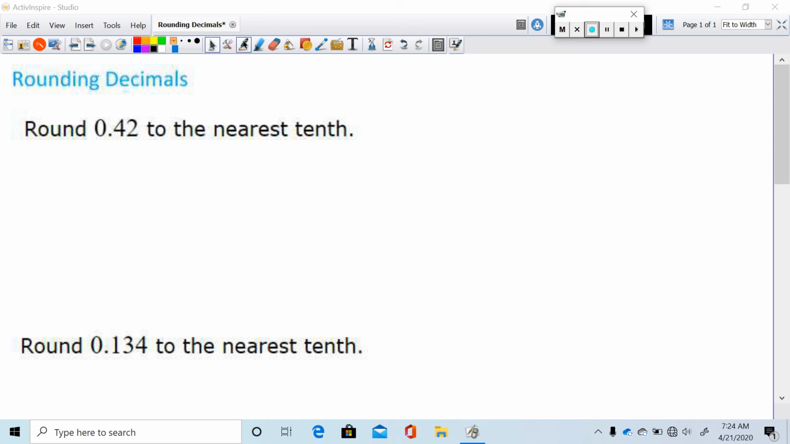Okay, rounding decimals. Round 42 hundredths to the nearest tenth. So this number ends in a th, which means it's talking about the number after the decimal. And the number 10 itself, if you take the th away, you have 10. It has 1 0. So that means you're looking at one number after the decimal. So you've got to make a decision about that number. You have to decide if it's going to stay the same or go up.